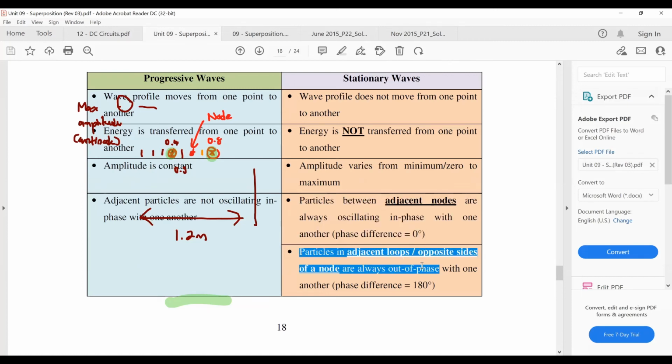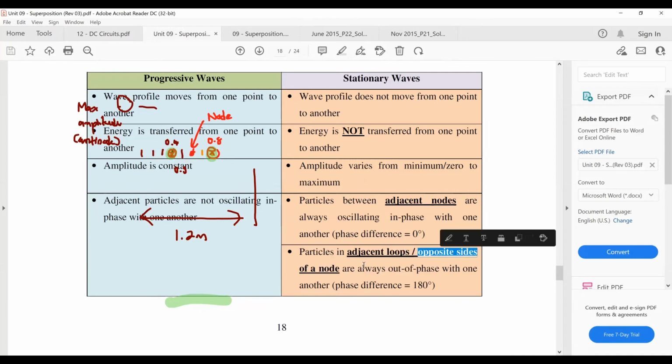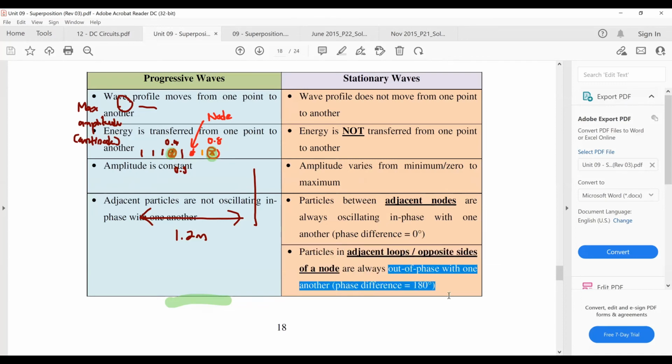Now, for particles in adjacent loops or on opposite sides of a node, they will always be out of phase, having a phase difference of 180 degrees, meaning they will always have the same displacement magnitude but in the opposite direction. If one of them is at amplitude, the other will be at negative amplitude. If one of them is at half amplitude, the other will be at negative half amplitude. So maybe it's better for me to show you the video again, okay?